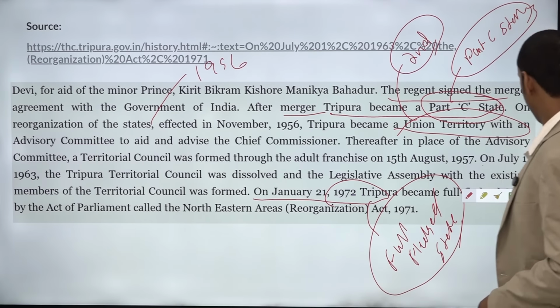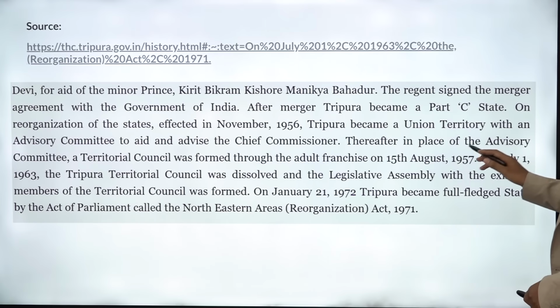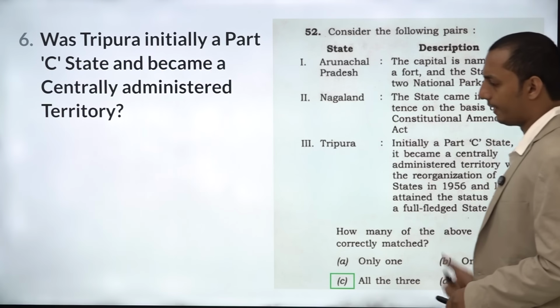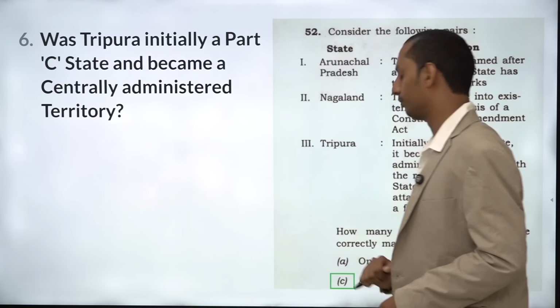Okay. So the Part C state, the union territory, and also the full-fledged state is satisfied here. It's there in the official documents. Therefore, all 3 is the answer here.